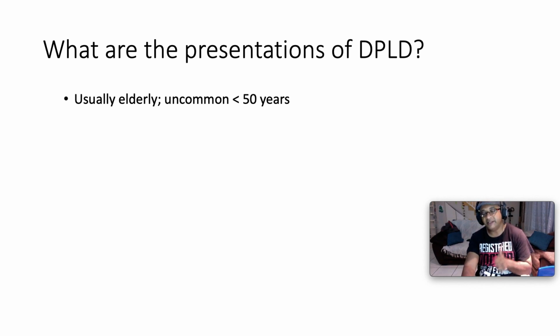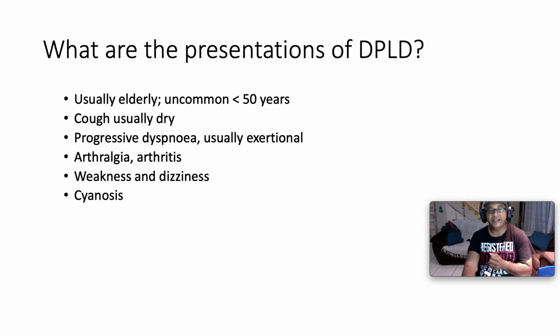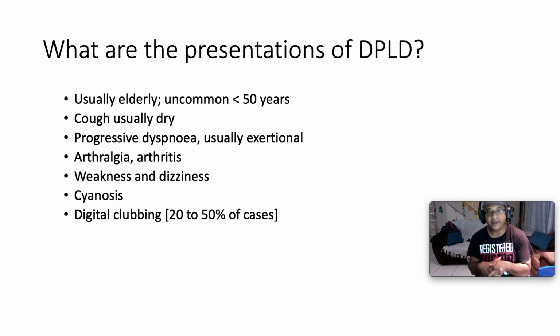It's usually amongst elderly folk. It's somewhat uncommon in those below the age of 50, right? The cough is usually dry, right? You get progressive dyspnea, which is usually exertional, accompanied by arthralgia and arthritis, weakness and dizziness, and cyanosis because of diminished gas exchange, because the interstitium and the alveoli are both involved. Digital clubbing, but only in 20 to 50% of cases, right?